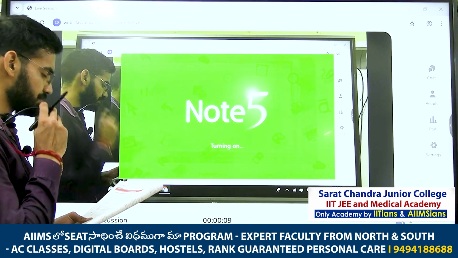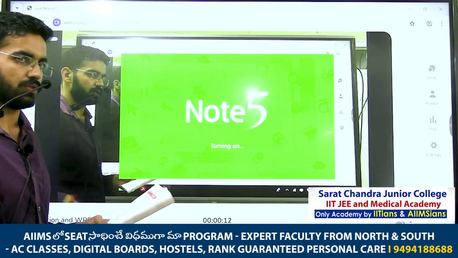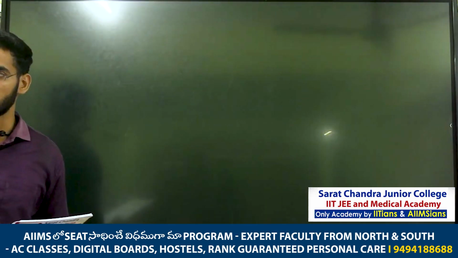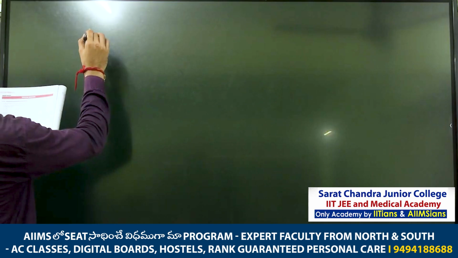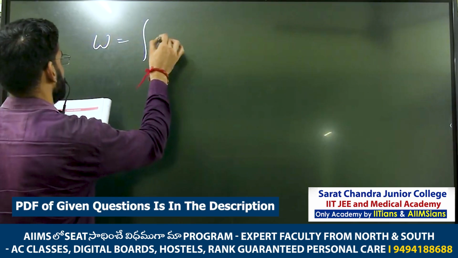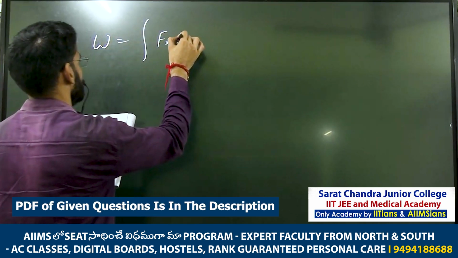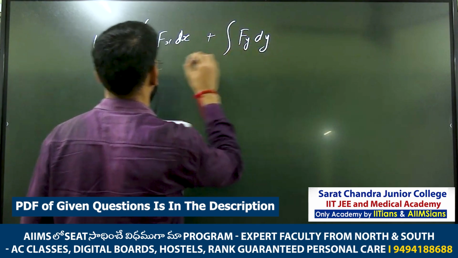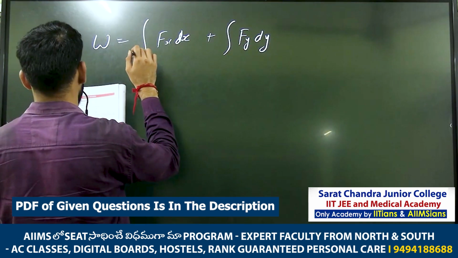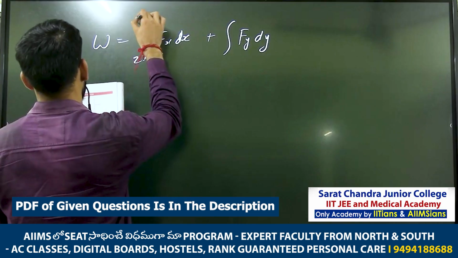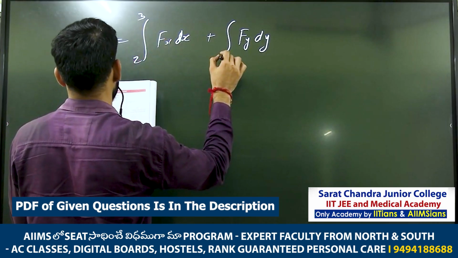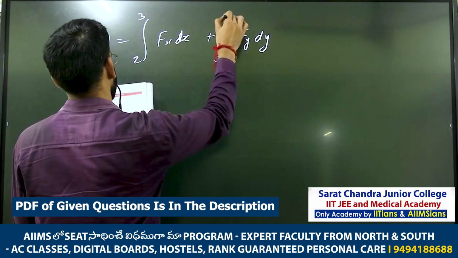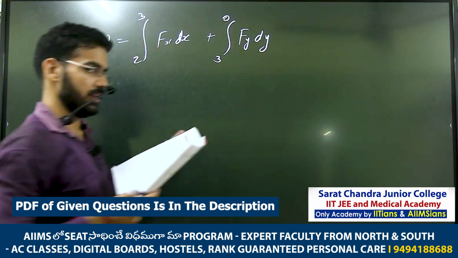Integration is taught, right? How to find variable force work done, we have solved already. How do we do it? Work done equals integration Fx dx plus integration Fy dy. From where to where? x1 to x2. X is changing from 2 to 3, and y is changing from 3 to 0. Okay?